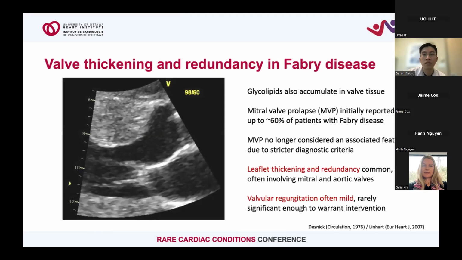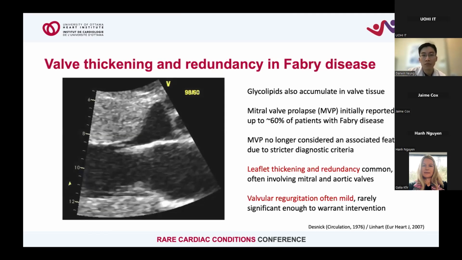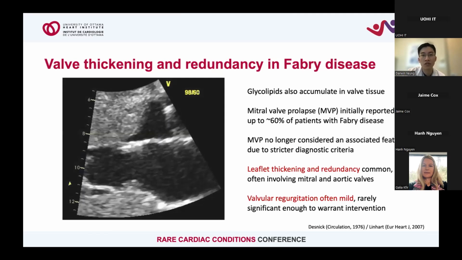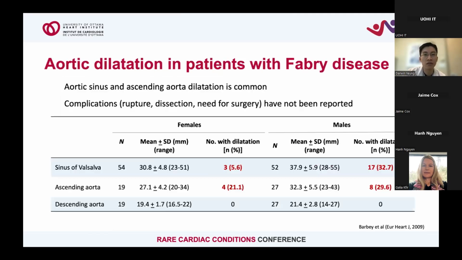Valve thickening and redundancy is a common finding on echocardiogram in these patients, but rarely does valve regurgitation progress to a severe enough level to warrant valve intervention. These patients also have dilated aortas, but again, catastrophic complications associated with the dilatation are not usually associated with Fabry disease and have not yet been reported.